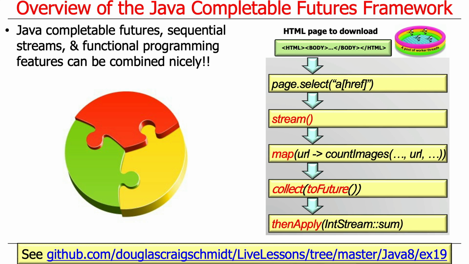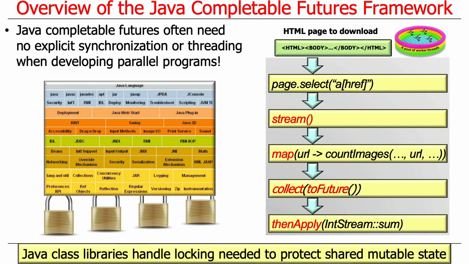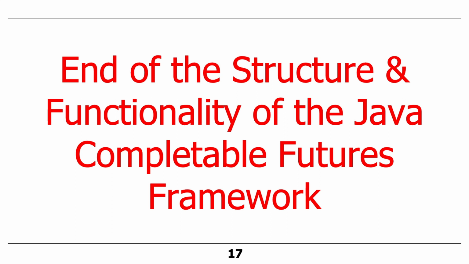It's overkill to combine Java completable futures with parallel streams. And we'll talk more about that later. As with parallel streams, there's no need to put synchronization or threading in your programs directly. You don't have to spawn threads. You don't have to do locks. Typically, of course, there are some circumstances where that might be necessary. But again, you can wrap things up, and you can use the Java class libraries like concurrent hash map if you need to do that. So that's the end of a quick overview of the Java Completable Futures framework.